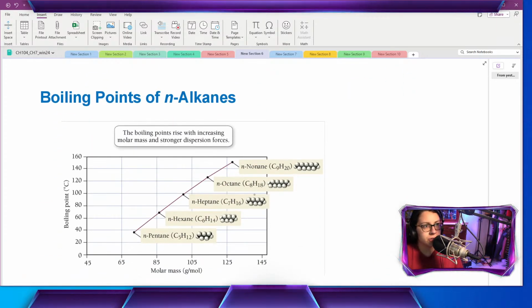And this is a nice graph because now we can see the trend with increasing molar mass of our n-alkane boiling points. So again, all straight chain. So they're all stacking nicely. The difference is in their molar mass though. So here the mass is plotted on the x-axis and our boiling point rises pretty linearly.